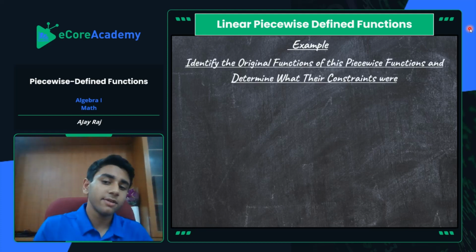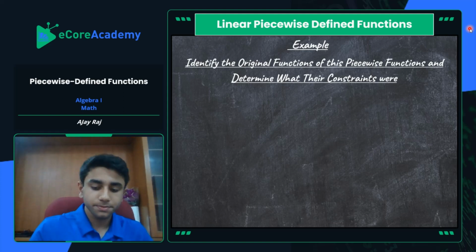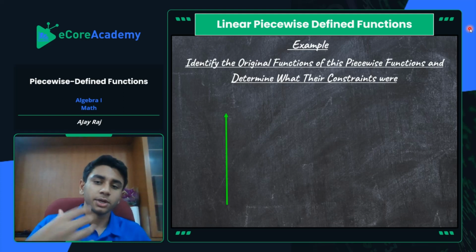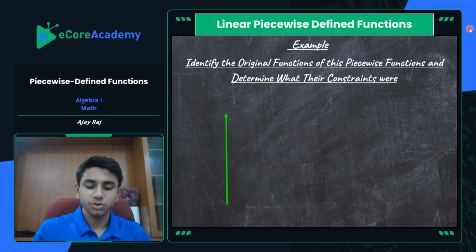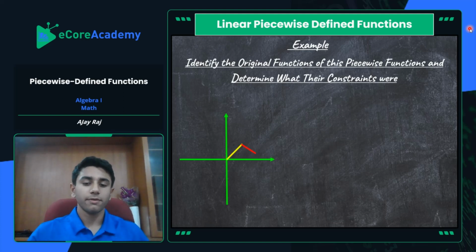All right, so we're going to identify the original functions of this piecewise function and determine what their constraints were. So let's give our example. We're going to be given the actual piecewise defined function, determine the original function, and also the constraint. So here's the graph of the function.